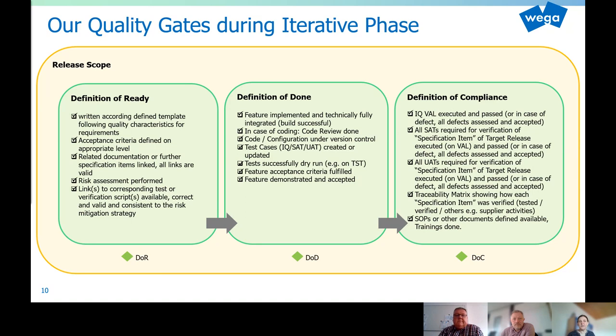And the last gate for a specification item is the definition of compliance, confirming that the verification activities as defined in the risk assessment are performed. The specification item then gets to verified, and the purpose is to verify that the tests are executed and passed, or in case of defects, that the defects are all assessed and accepted, that the traceability matrix is showing how each specification item was verified and tested, and also that SOPs or other documents are available. Okay, that's nice, but I haven't seen anything about traceability yet.